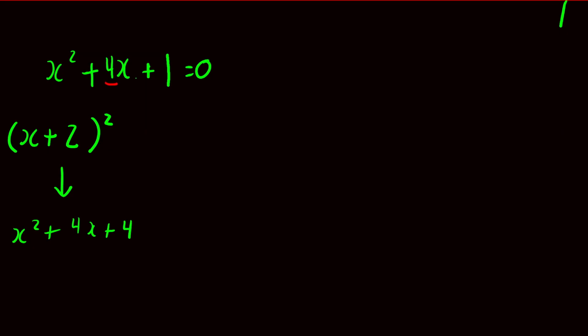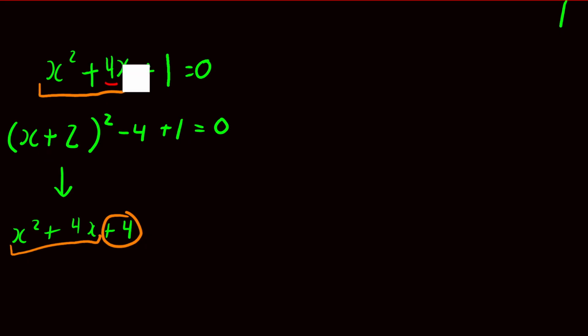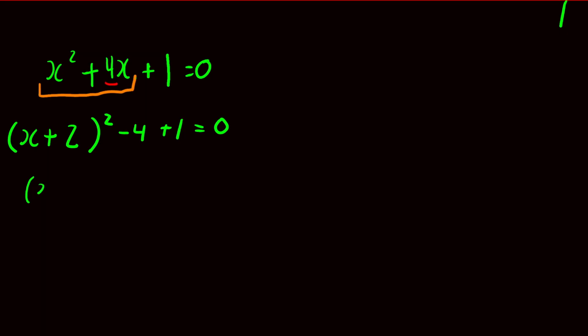So, let's just focus on this little orange thing that I selected. We have this, but we have this extra 4 that we don't want. So, I'm just going to subtract a 4, minus 4 plus 1 equals 0. And let me erase this part. So, now I have x plus 2 squared minus 3 equals 0. So, x plus 2 squared equals 3.